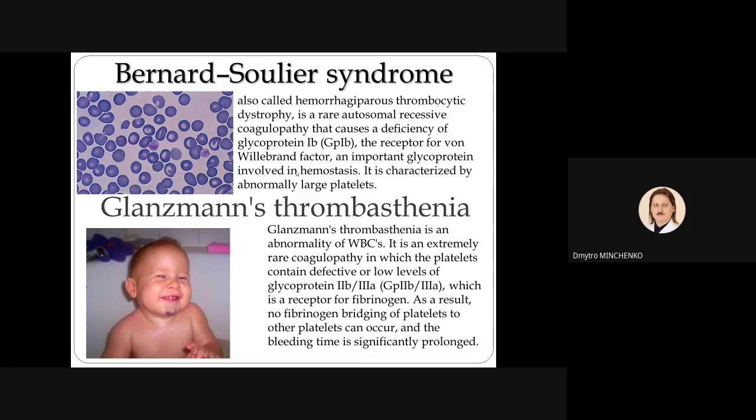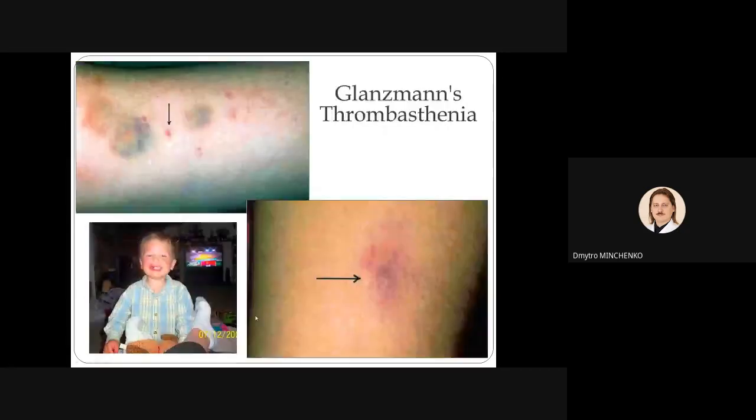Glanzmann's thrombocytopenia, it has abnormality of thrombocytes and white blood cells, an extremely rare coagulopathy in which the platelets contain defective or low levels of certain glycoproteins, which are the active receptors for fibrinogen. As a result, no fibrinogen binding of platelets to other platelets can occur, and the bleeding time is significantly prolonged. Here's some bruising for Glanzmann's thrombocytopenia, but it can also be interpreted for any thrombocytic anemia or pathy.